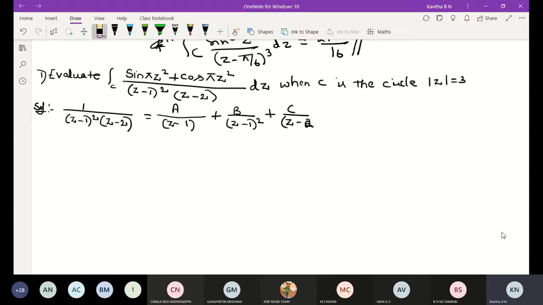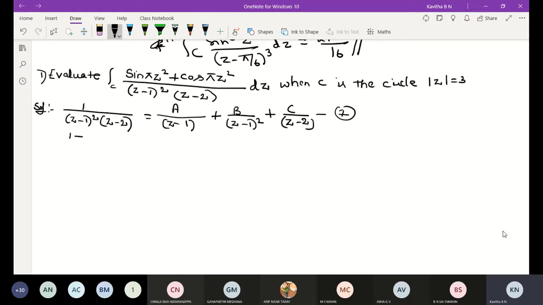This question appeared in June 2018, 17 and 19 also. Very important question from the IA point of view and exam point of view. The given fraction can be written as A by (z − 1) plus B by (z − 1)² plus C by (z − 2). Then find out the A, B and C values.